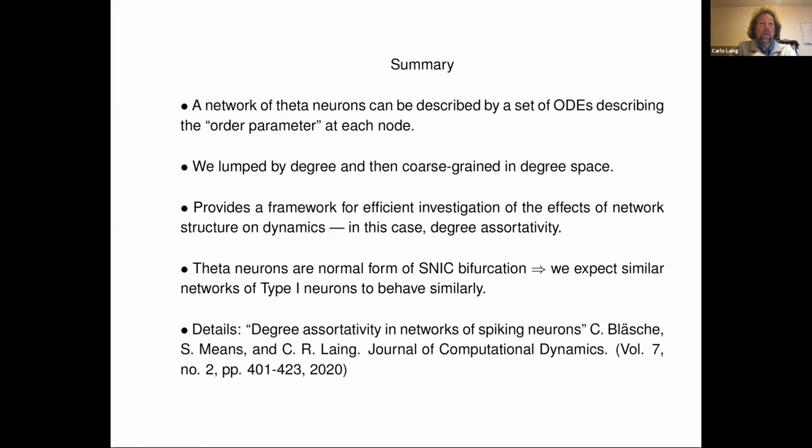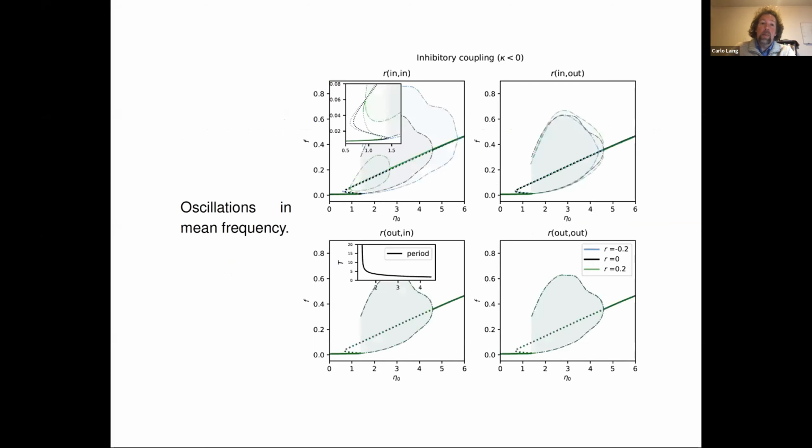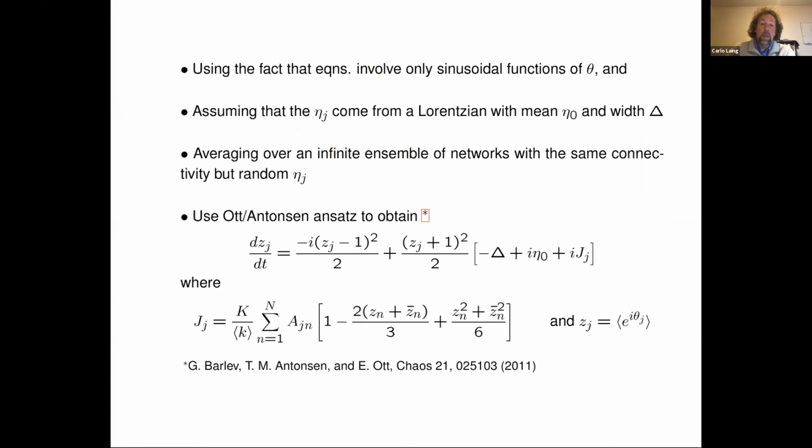So just to summarize, what we did was we looked at a network of theta neurons, and we showed that they can be described by a set of ODEs describing the order parameter at each node. That's our first equations that we had here. Like I said, this is a general technique. It's been done before by several groups, basically taking expectation over an infinite ensemble of networks with the same connectivity, the same network, but different realizations of our random etas in this case.